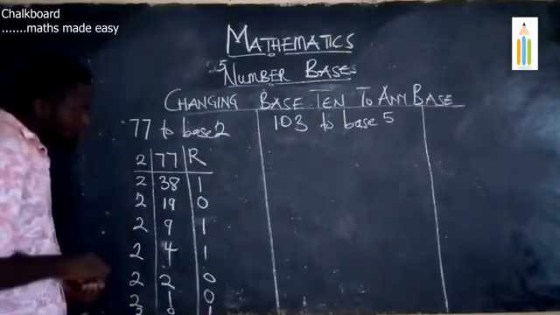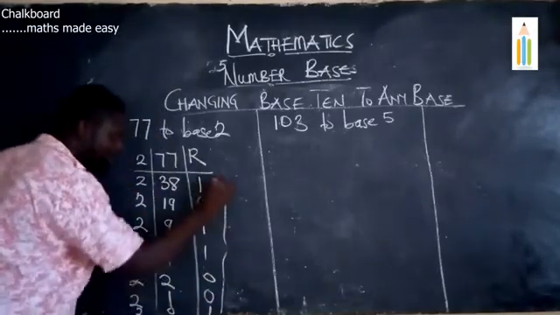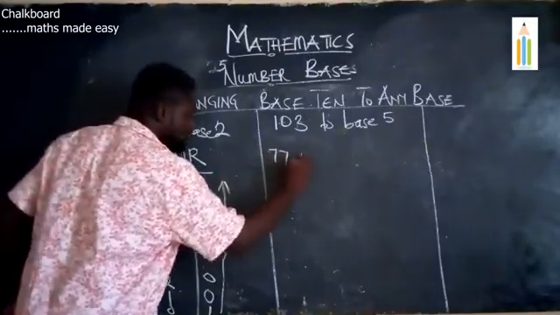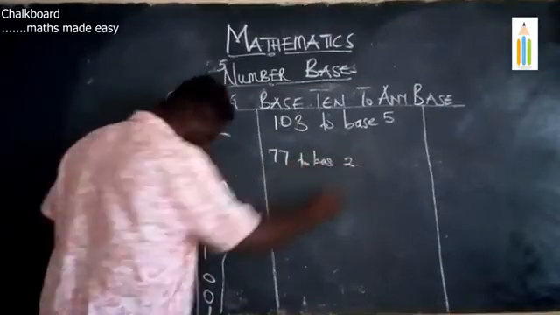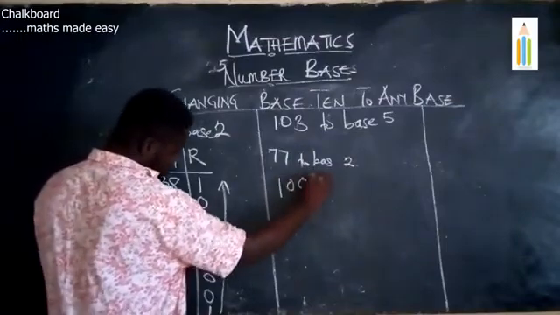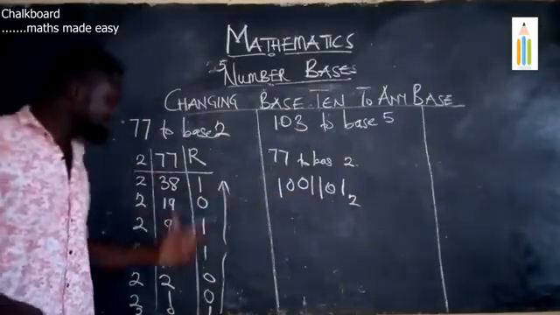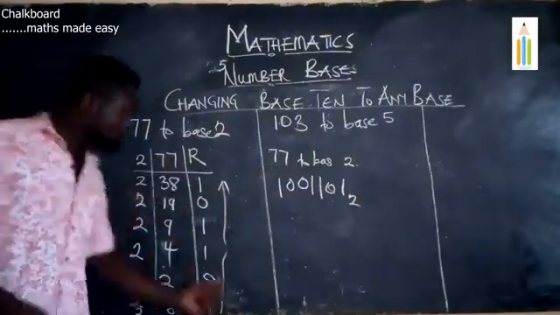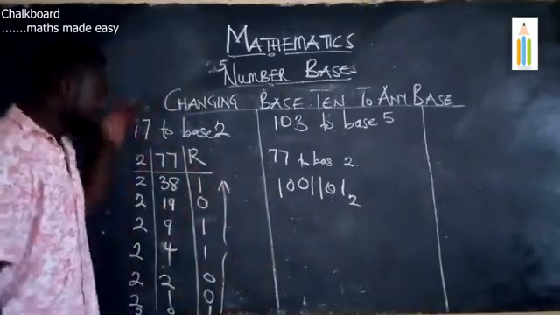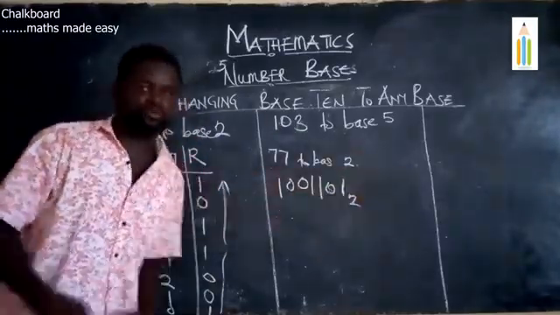So for our answer for this one, we are writing the answer from down here up here like that. So for 77 to base 2, we are getting 1001101 base 2. That's what we are getting for the 77 base 10 to base 2. That's our final answer. So the final answer, you go ahead to write 77 converts to 1001101 base 2. Are we good?